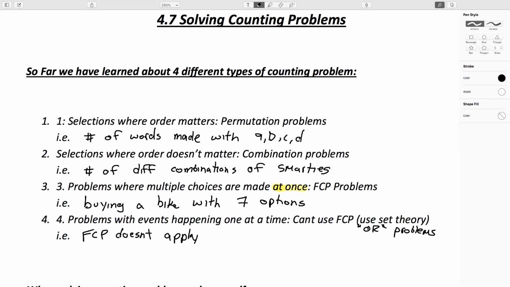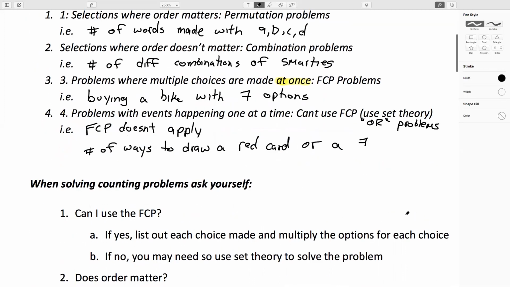An example of this would be something like the number of ways to draw a red card, or a 7. And we'll maybe look at this question a little later.